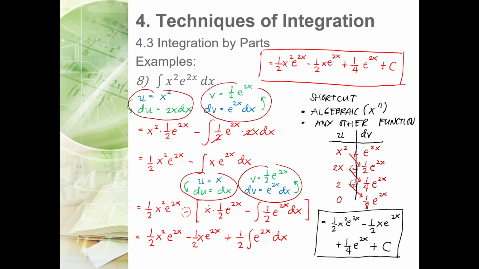So that is the shortcut. Again, don't forget that it is only applicable with this condition, because you need to reach 0 for the derivative. So it can be x squared plus 1 or x cubed plus 1, as long as you reach 0 in the derivative column, because then you know that you can stop deriving.